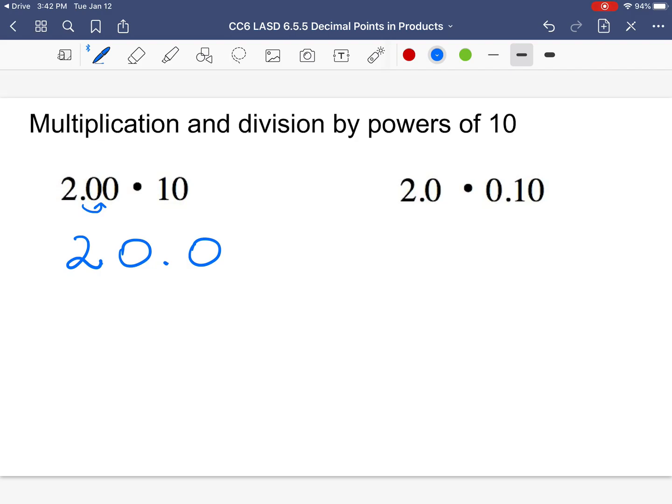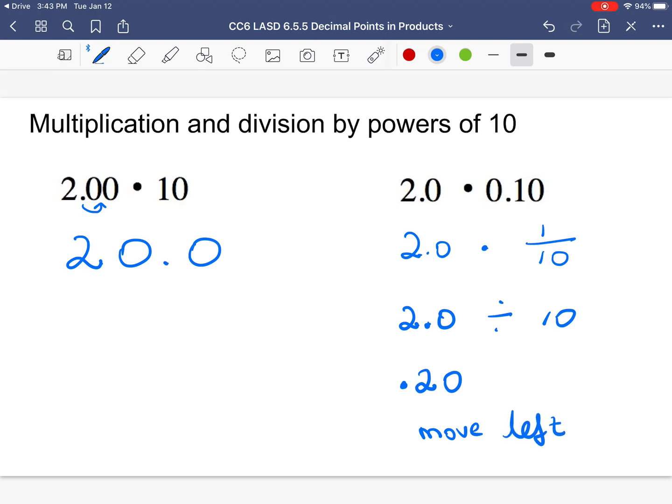Now let's look at 2 multiplied by 0.10, and that's equivalent to 2 multiplied by 1/10, because 1/10 is the fraction equivalent of 0.10, and multiplying by 1/10 is the equivalent of dividing by 10. And 2 divided by 10 is 0.2. We can see that when we divided by 10, the decimal point was moved one digit to the left. So dividing, move one digit left. And when you're multiplying, move a digit to the right.